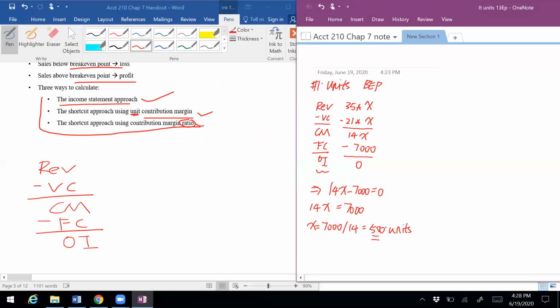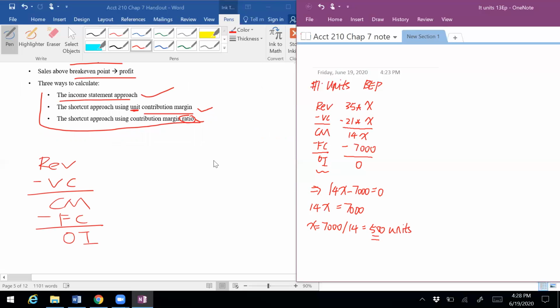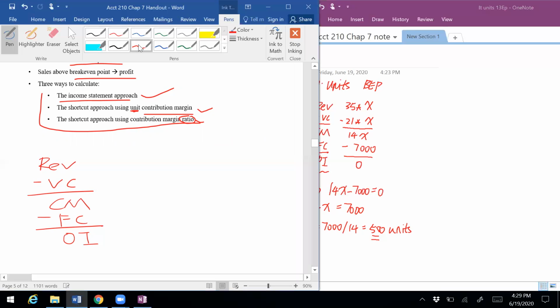So how do we get these 500 units? We go through the income statement. Now you will say, what is the shortcut? I like a shortcut. I tell you the equation here. If you want to get the break-even point using units, then the units equal your fixed cost divided by the contribution margin for each unit.